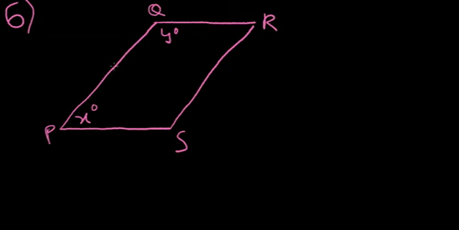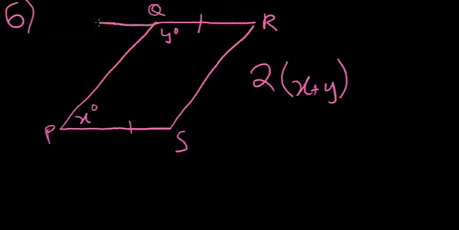So, if line QR is parallel to PS in the figure above, what is the value of 2 times x plus y? Well, okay, so QR is parallel to PS. So now what we need to visualize is that this isn't just a parallelogram, but what you can do is extend these lines like this. So extend. So what does this look like to you now?